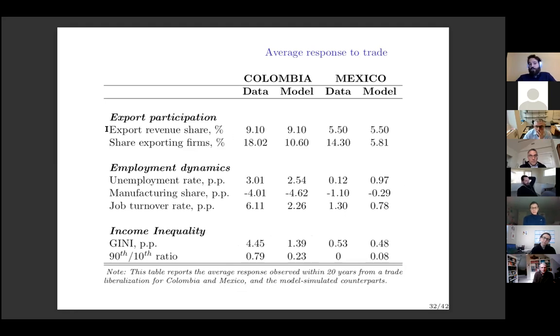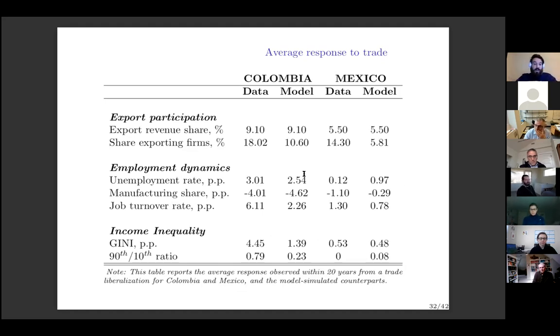By construction, I'm calibrating the change in aggregate cost to match the export revenue share. So this is exactly equal to the data for both countries. I'm not targeting the share of exporting firms, but the model still can generate a large portion of what we observe in the data. Most importantly, the model accounts for differences in the response of unemployment rate, the share of manufacturing employment, and the job turnover rate.